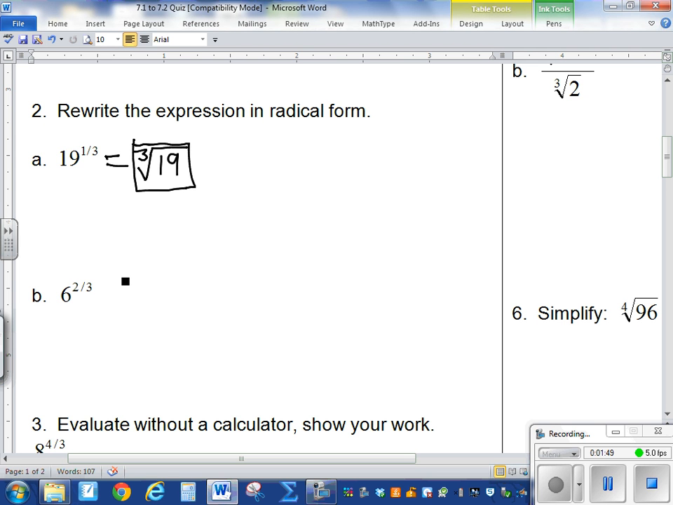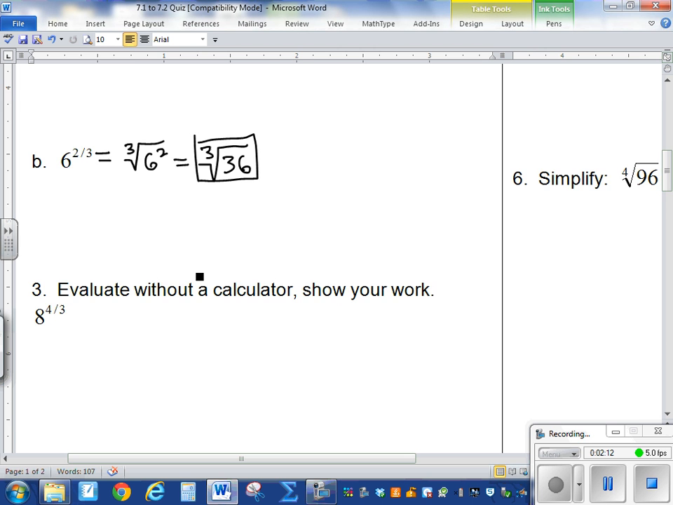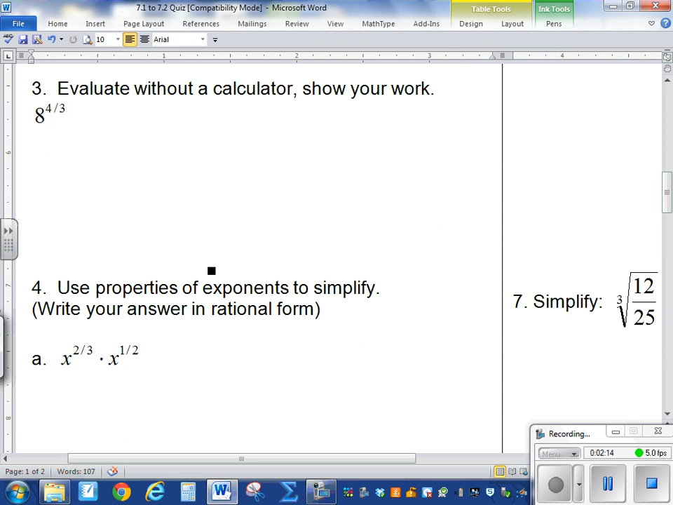Next one, 6 to the 2/3 equals, so the bottom number is your root, so it's going to be a third root of 6 squared. Since 6 squared, that's not enough to take it out because you need 3 of them, so go ahead and just multiply that out. So it's going to be third root of 36. That's that one.